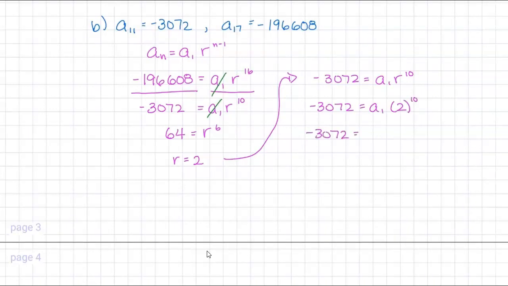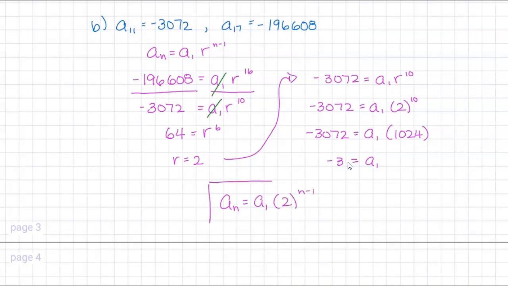And you can figure this out on the calculator. You're going to get 1024. And when you do negative 3072 divided by 1024, you're going to get negative 3. And there we go. Now we know what r is, and we know what a sub 1 is. We're ready to plug into our formula. And we get this. And that's as simple as we can get. So there you go. Even when they get a little more complicated, it's still not too bad.